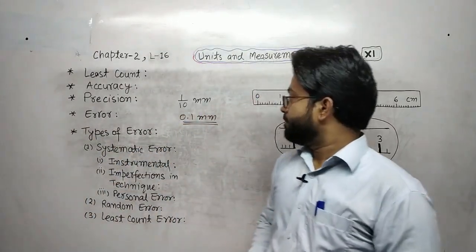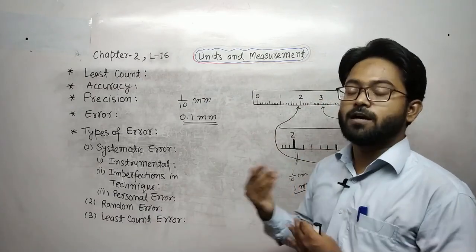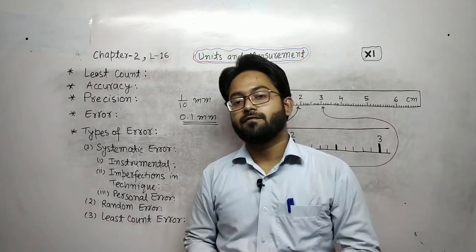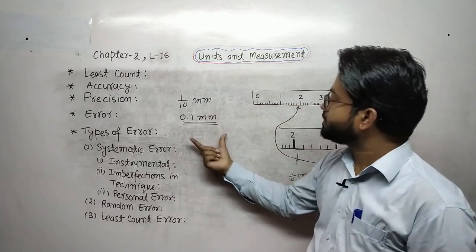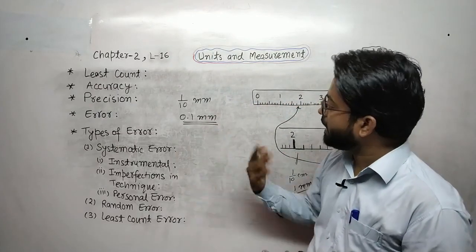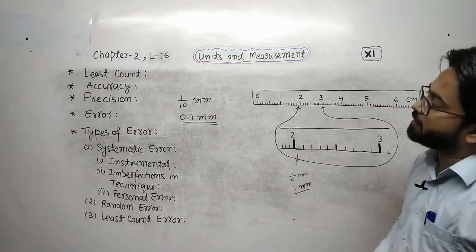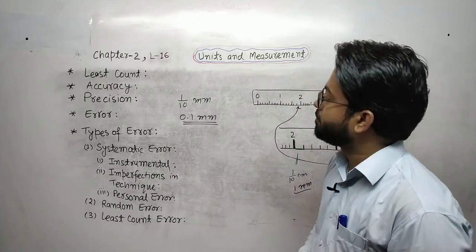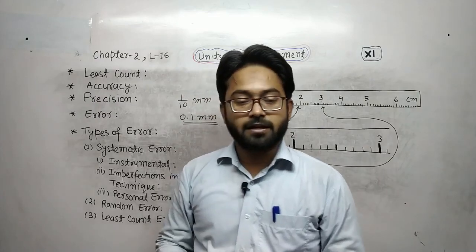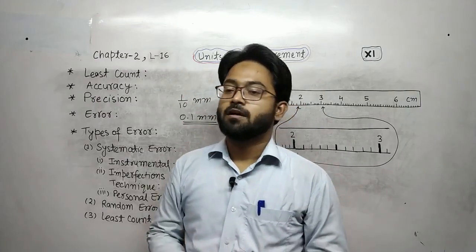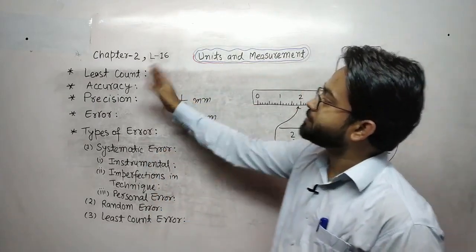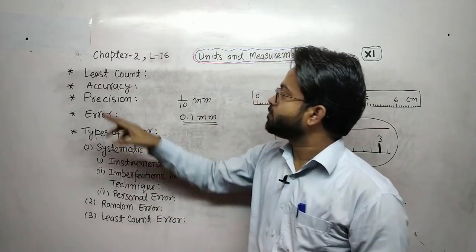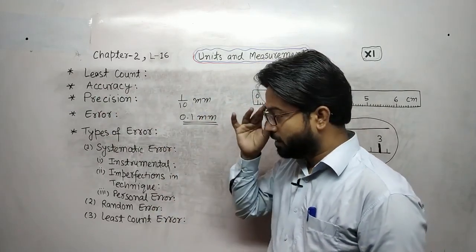Hope you are getting it. Different instruments may have different least counts. We can say that the smallest measurement from an instrument is called the least count. Okay, next point, that is accuracy.